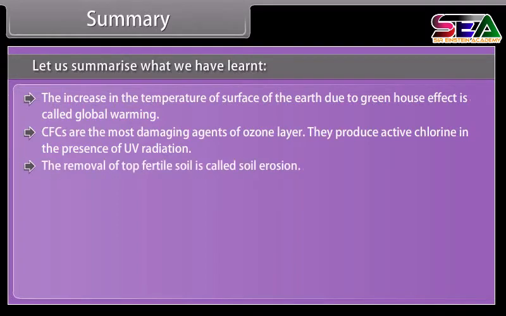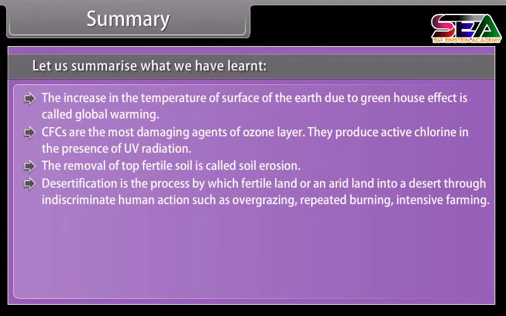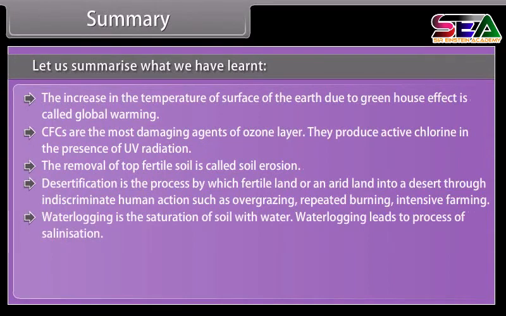The removal of top fertile soil is called soil erosion. Desertification is the process by which fertile land or arid land turns into a desert through indiscriminate human action such as overgrazing, repeated burning, intensive farming. Waterlogging is the saturation of soil with water. Waterlogging leads to the process of salinization.